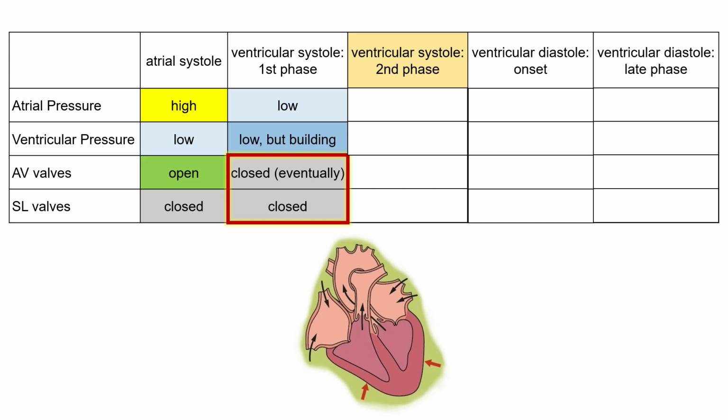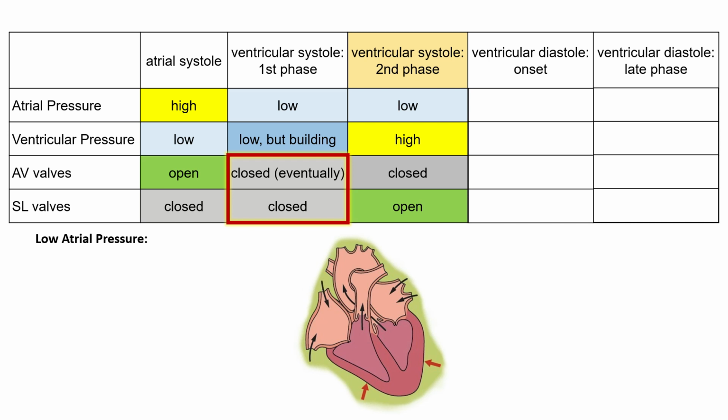Now we're moving on into ventricular systole. This is the second phase of ventricular contraction. So what's happening here? Well, we're still going to have low atrial pressure, but now we're going to have high ventricular pressure. The AV valves are going to remain closed, but at this point, particularly towards the end of this second phase of systole, we're going to see those semilunar valves opening. So what's going on with all of this?